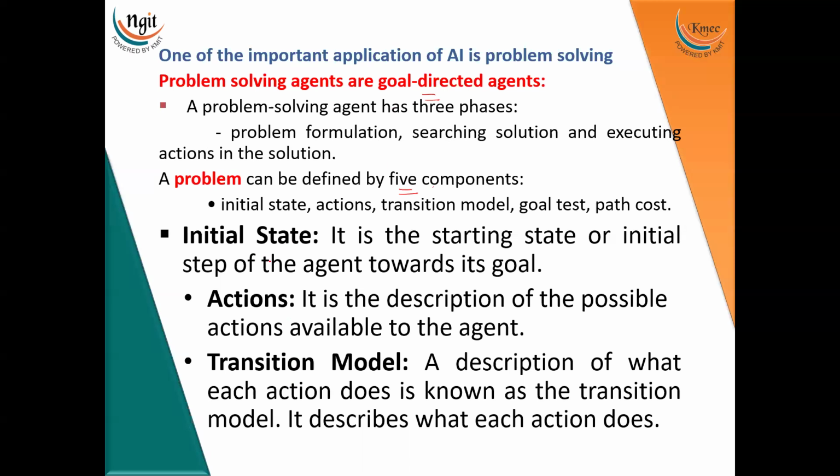So what is the initial state? It is the starting state or initial step of the agent towards its goal. And actions are the description of the possible actions available to the agent, so that whatever action he takes, he will reach the goal state. And what do you mean by the transition model? A description of what each action does. When we take an action, obviously it will move from one state to another state. That is the result of the transition model. It simply describes what each action does.